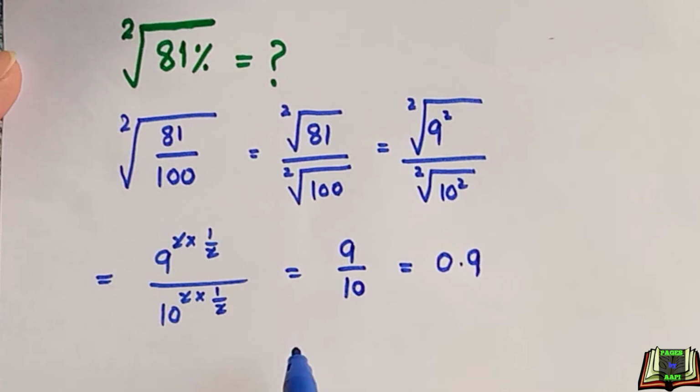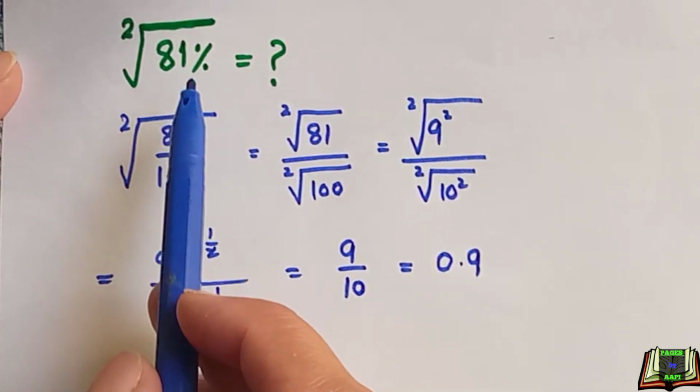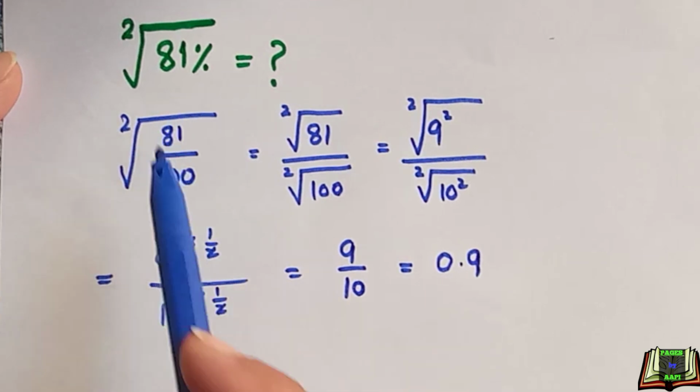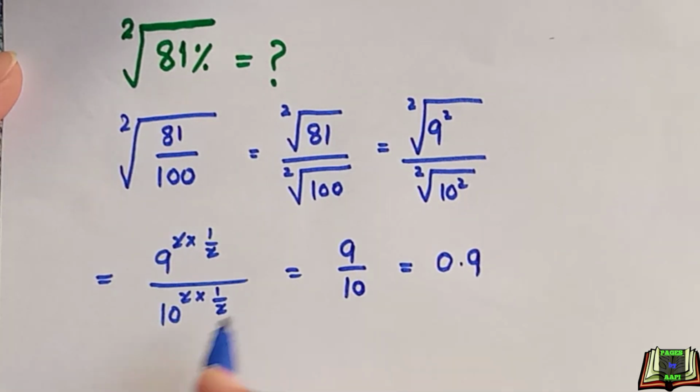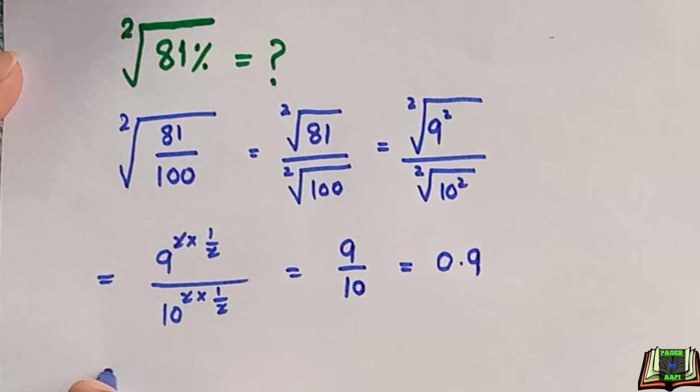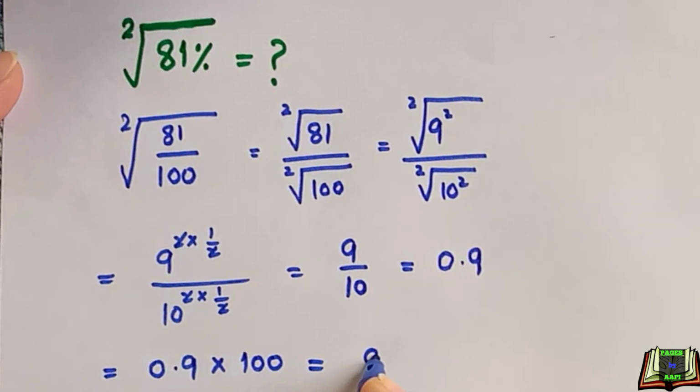But this answer is in decimal form. We have to change this into percentage form, and to change any decimal number into percentage, we multiply that number by 100. So 0.9 times 100 is equal to 90. 90% is the final answer.